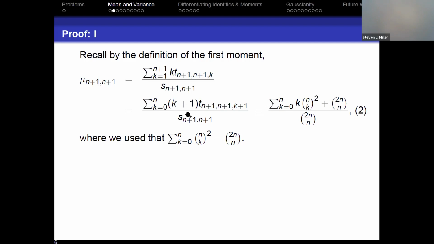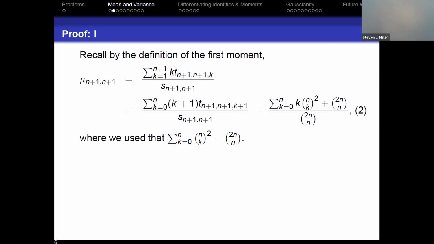And now here's the point. When I expand the k plus 1, I'll have k times the formula we had from last time. The number of paths was 2n choose n. And if we do T_{n+1,n+1,k+1}, we actually had a nice formula for that. The number of such paths was n choose k, squared. So this is why we really shifted to k plus 1, because the formula is a little bit nicer here. I've got a binomial coefficient with k. I would much rather have k than k minus 1 or k plus 1.